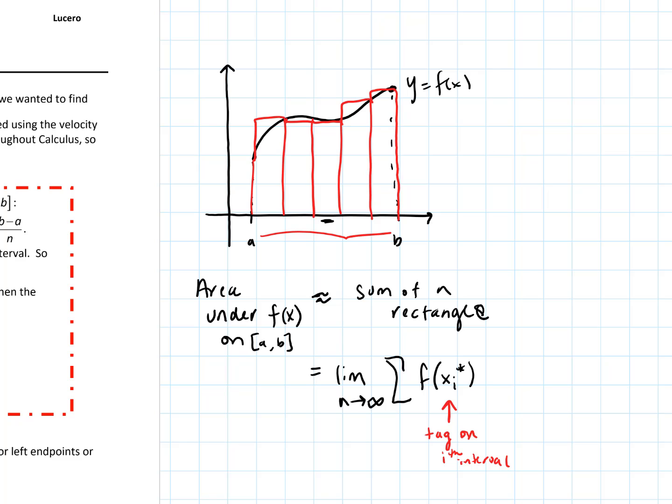So as I drew here, I'm using right-hand endpoints to generate the height of each rectangle. So this represents the height of each rectangle, and delta x represents the width of each rectangle.